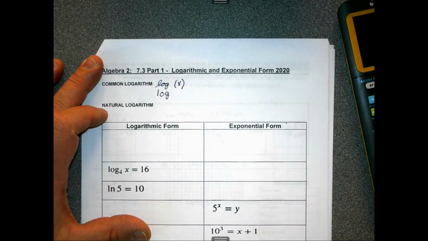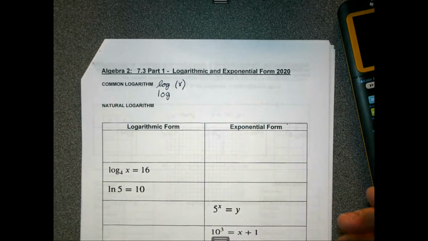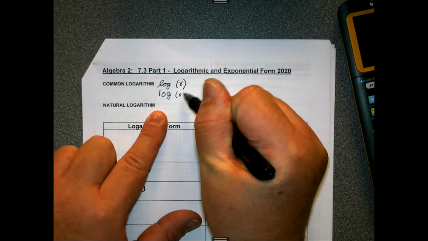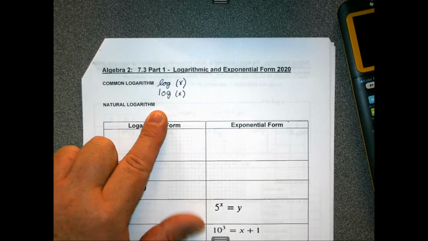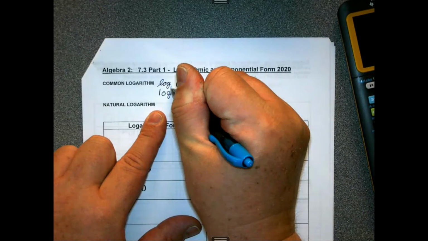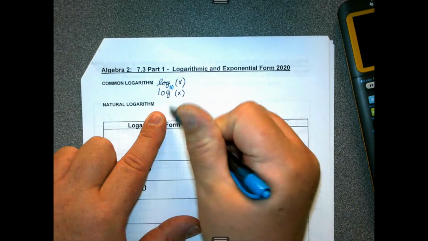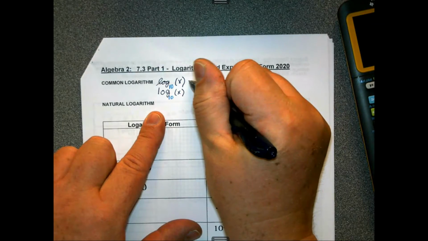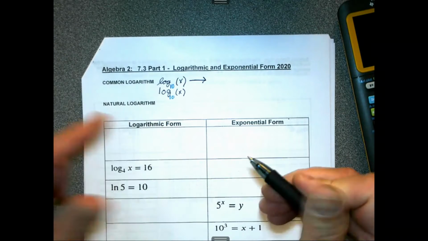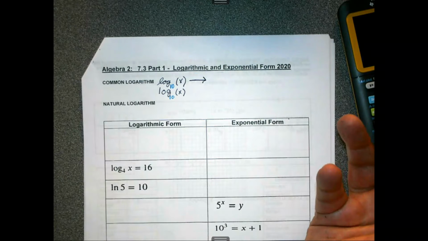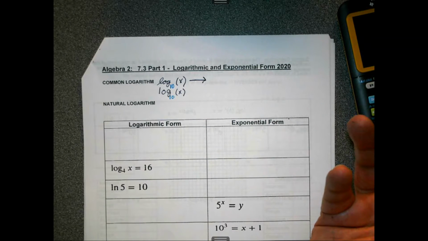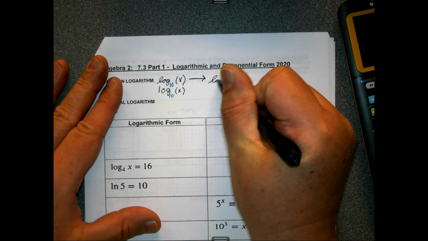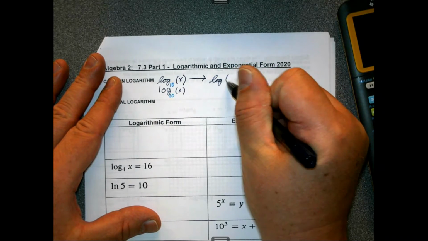This is the common log, and our base goes here. I'll put an X here for you printables. Common log has a base of 10. So just like exponents, like 3 to the first power, we normally don't put the 1 there, right? It's the same thing with log base 10. We normally don't put log base 10 in there. We just say, hey, log of x.